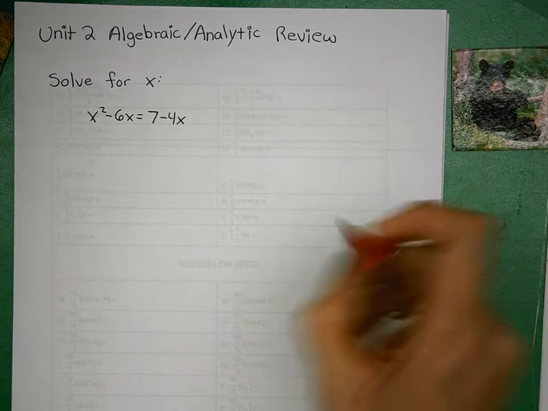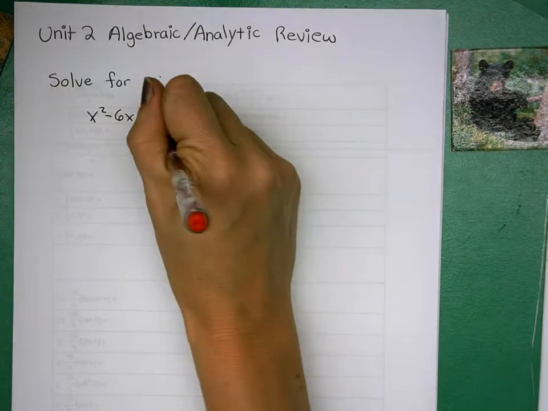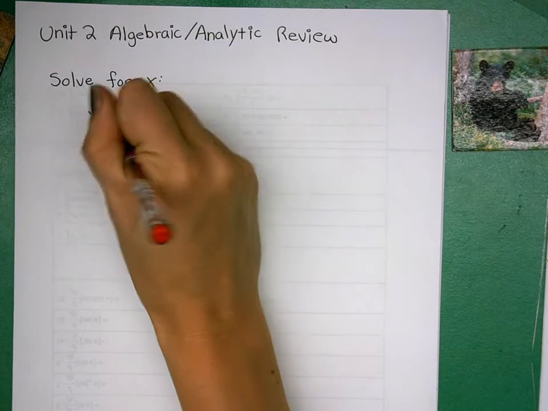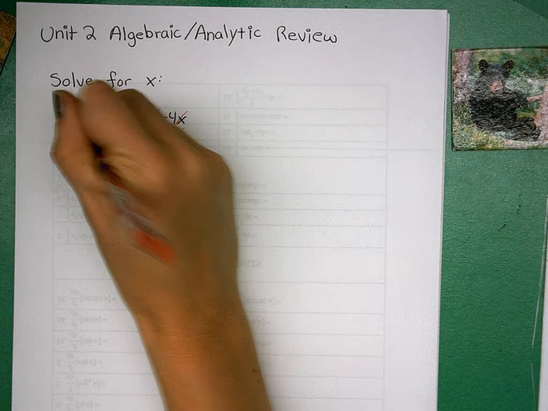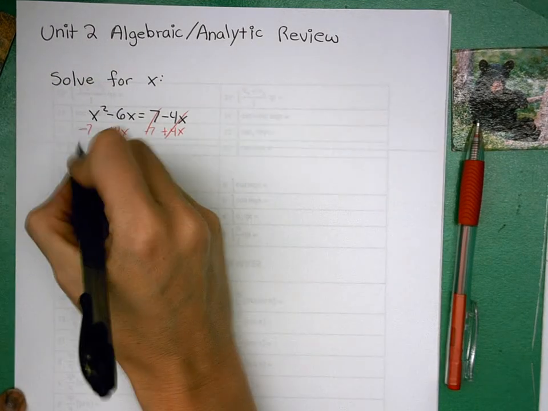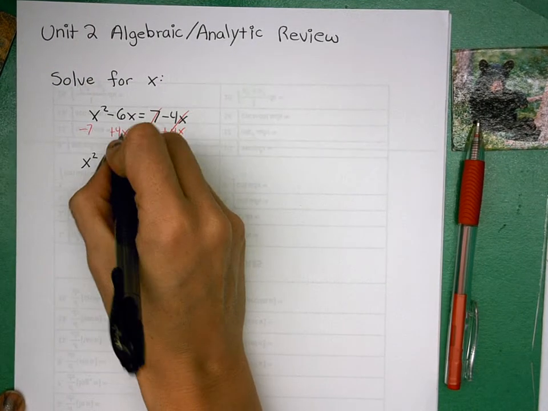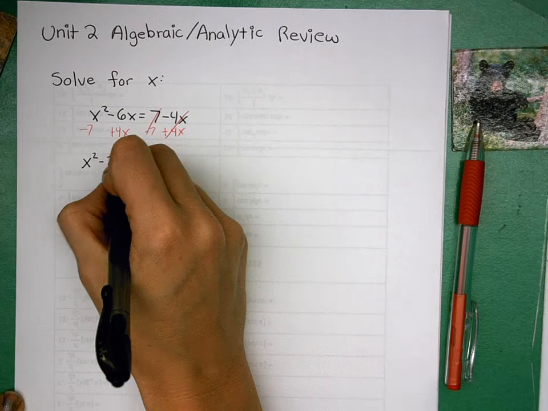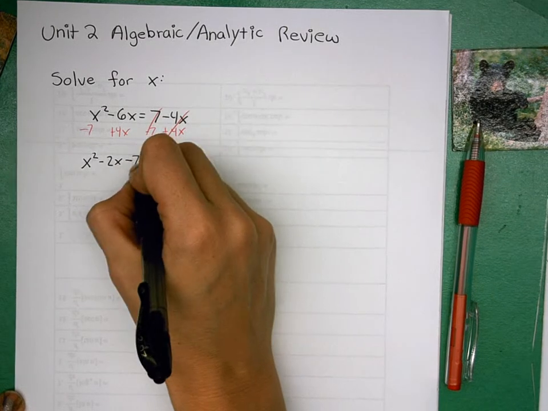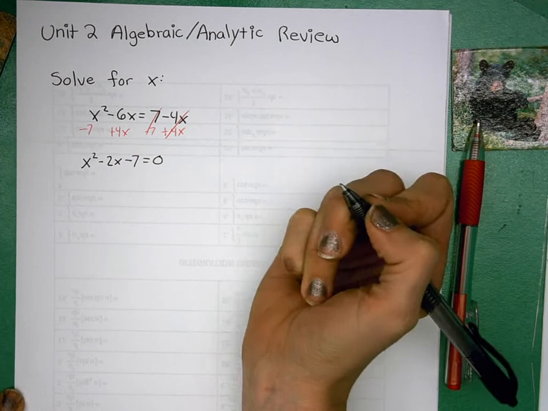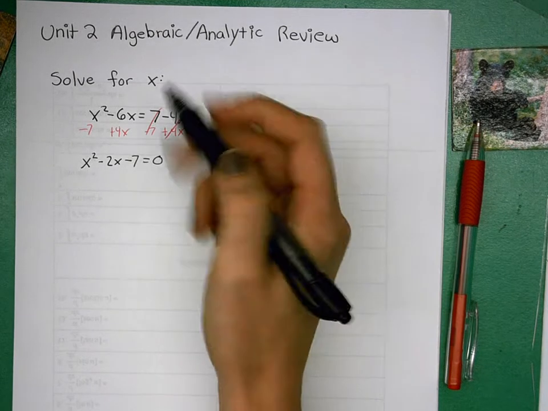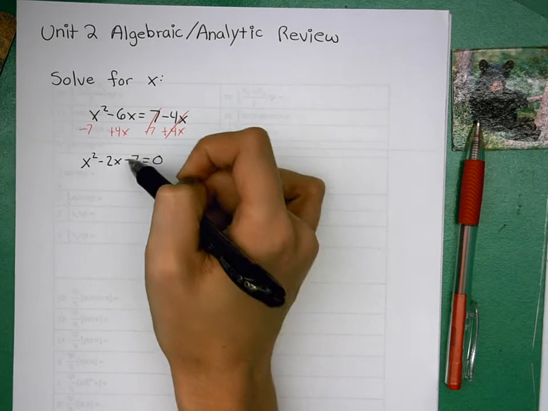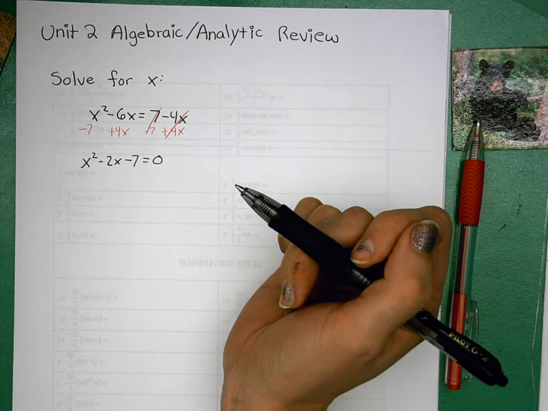Okay, so to solve for x, I want to get this to equal 0. So to do that, I'm going to go ahead and add the 4x over and subtract the 7. And so we would have our x squared, negative 6x plus 4x is negative 2x, and then the minus 7. And then you'd be looking for, well, what could I do? I could potentially factor, but unfortunately there's nothing that multiplies to 7 that adds to 2, so factoring wouldn't work.